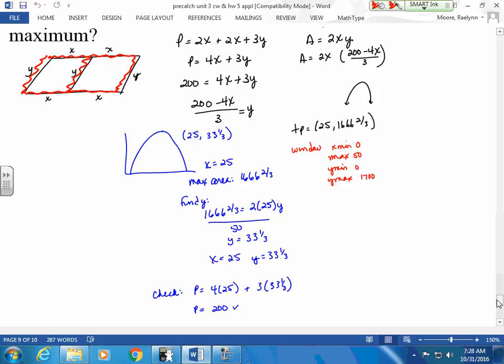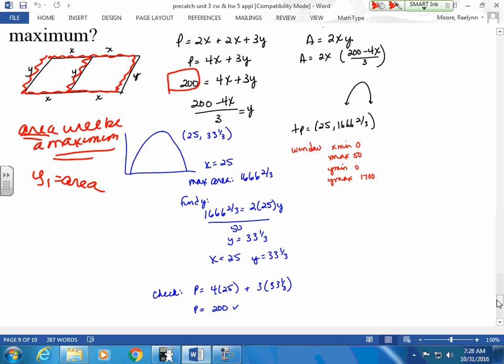Well, what does that say? Enclosed area will be a maximum. There's your part. Area, maximum. This is the part that you're going to put into Y1. You're going to use the fact that he has 200 feet of fencing for his perimeter. But this is the part that's going into your Y1. I want to maximize my area.